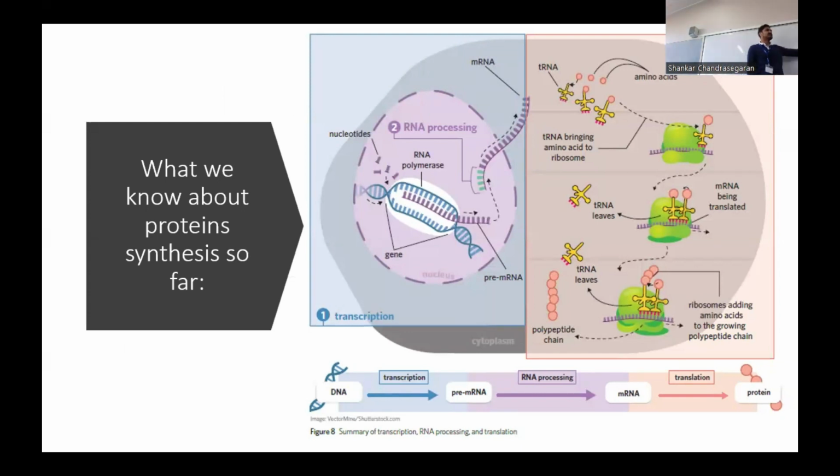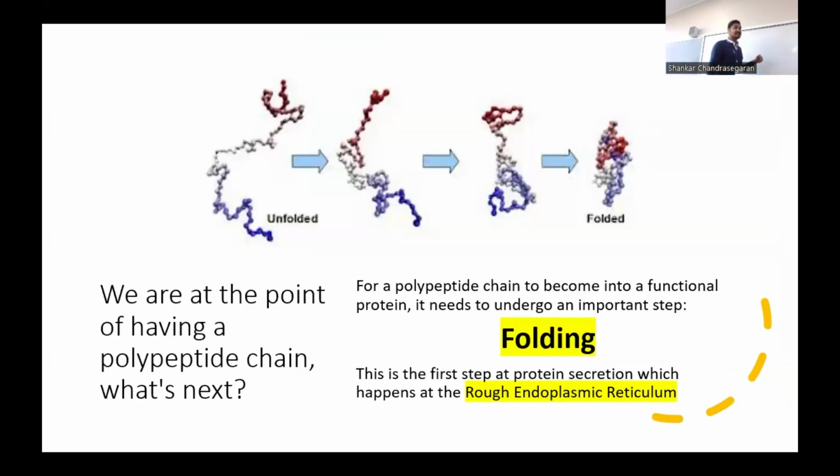So far what we know about protein synthesis, we've talked about the starting step of transcription, moving on to RNA processing, then moving on to translation, and then now we're at the step where we have a polypeptide chain ready to go. The next step is to get it to fold, okay? No point having a polypeptide chain because that is not functional. It's not going to carry a function. It is just a chain of amino acids. Only when that is folded into a molecule, a complex molecule, can it actually serve a function, right?